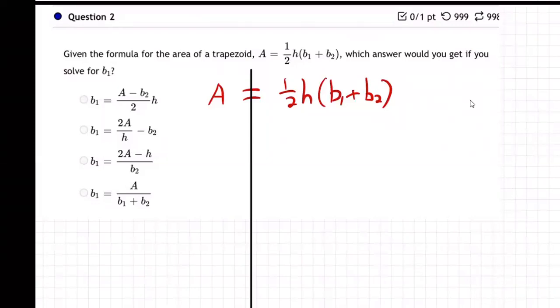Okay, and they can pick any of those letters. They could say, hey, get H alone, or get B1 alone, or get B2 alone, or A, right? Any of them. And what are they asking for? Well, they said B1. See how all these little answers, it's just a multiple choice question. All the different answers have the B1 alone. And they say, which answer would you get to solve for B1? So they want us to get B1 alone. All right, anyway, back to the drawing board.